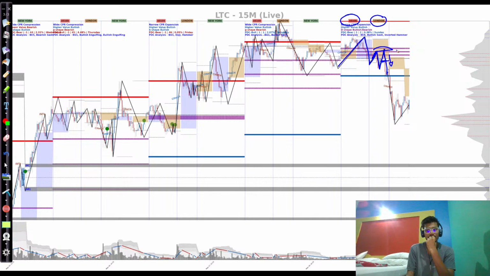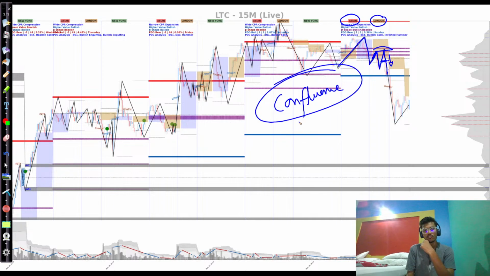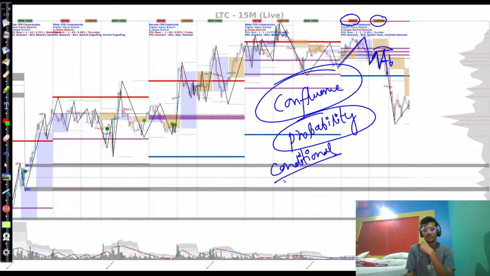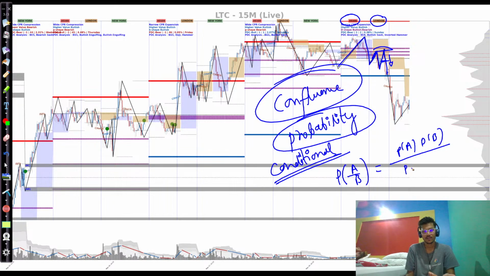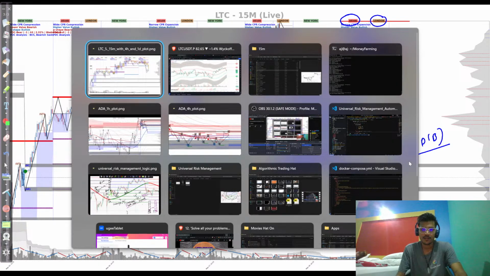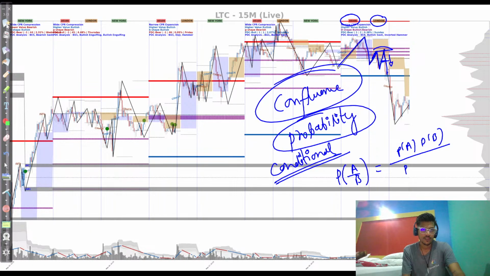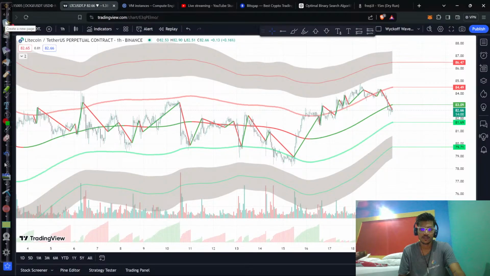So what we are doing is building confluence on this one. And what confluence does is give you conditional probability: given this, what's going to happen next. Probability of A given B is probability of A and B over probability of B. Hang on, sorry, so conditional probability. Okay, let me see.